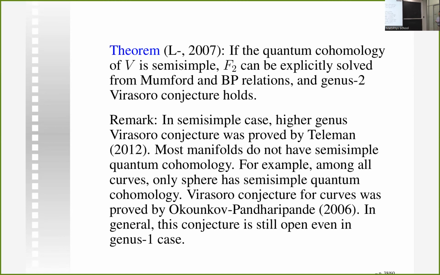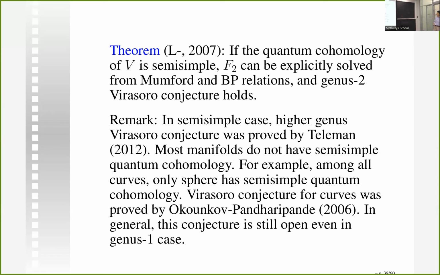Now, in 2007, I proved this result: if the quantum cohomology is semisimple, F2 can actually be explicitly solved in terms of these Mumford and BP equations, these two universal equations. And of course, once you solve that function, you just plug it into the Virasoro constraint to check it. In that way, I also proved the genus 2 Virasoro conjecture holds for such semisimple cases.